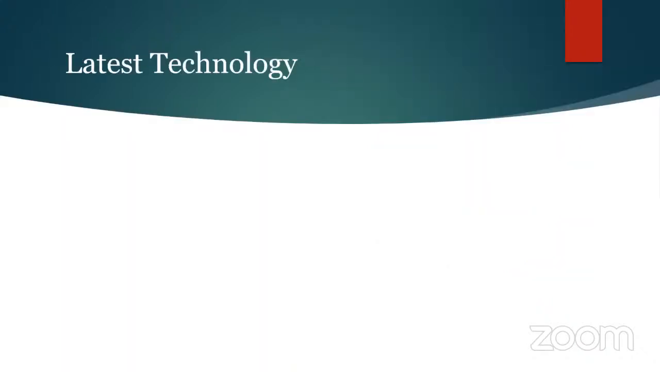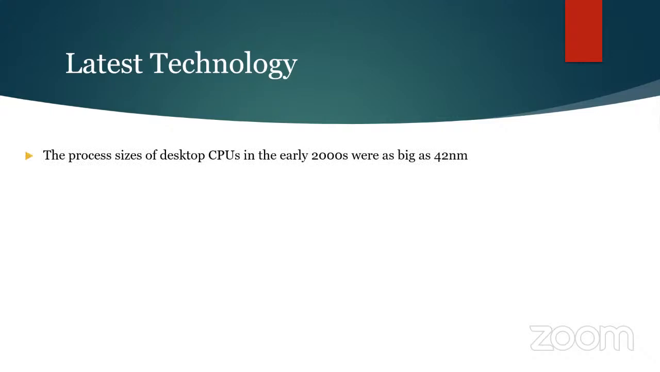Now, the latest technology which is being used nowadays for the fabrication of the different chips. Before taking a knowledge about the technology, let me briefly describe to you the word nanometer. A nanometer is a tiny measure of length, which refers to the size of the little transistor that is used for the making of the VLSI chip. Now, the process size of the desktop CPUs, which was used in the early 2000s, was 42 nanometer. A nanometer refers to the size of the transistor.